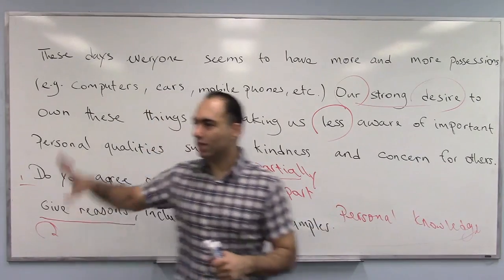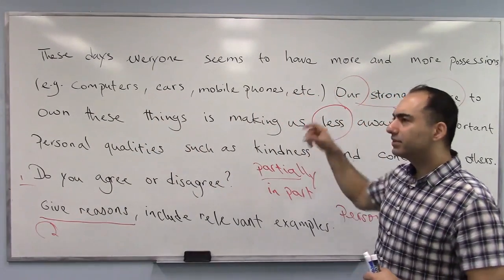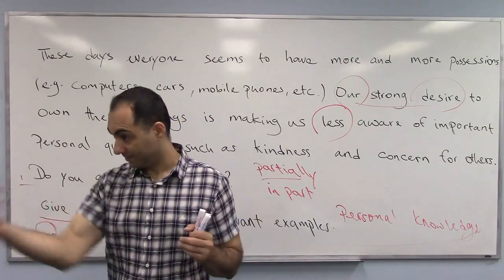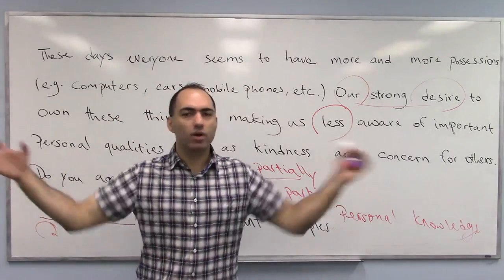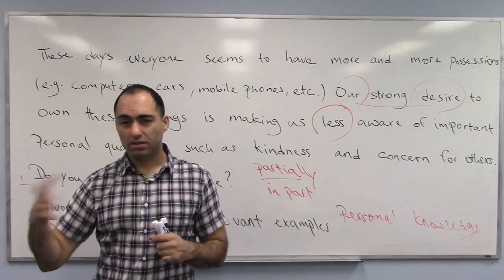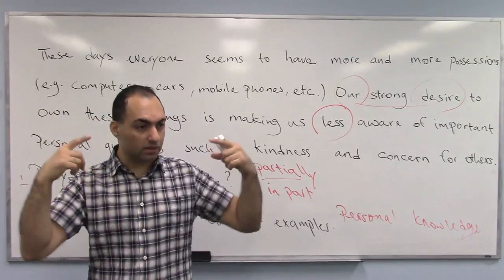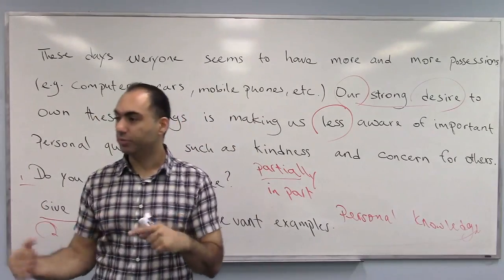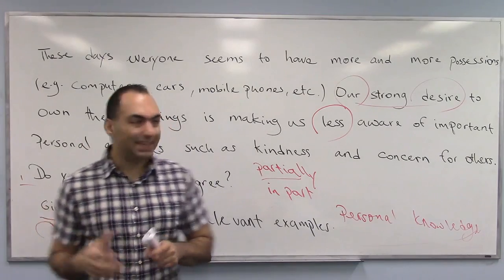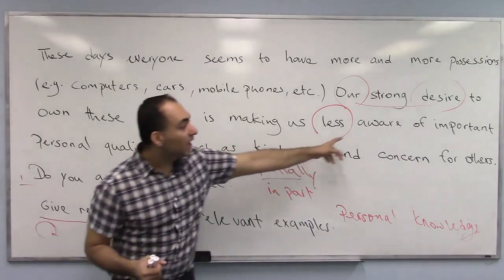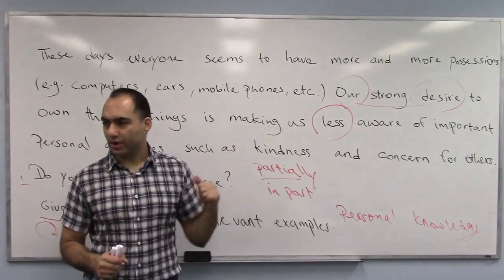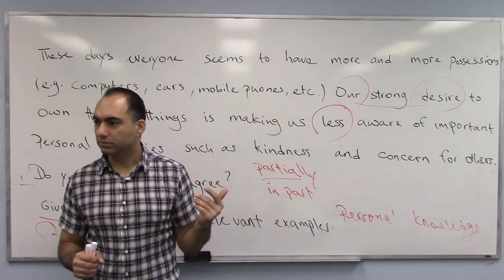Okay? I underline my words. I know that this is about, okay, so let me see. This is the picture I got. I made things easy for myself in 2 minutes. In 2 minutes. I got it. So people seem to have more and more. Because they want to have more things, because they keep wanting more things, they will keep wanting to have more things, to possess more things. What happens? Because of that want, because of that desire, they will be less aware of things such as kindness and concern for others. Less aware of.